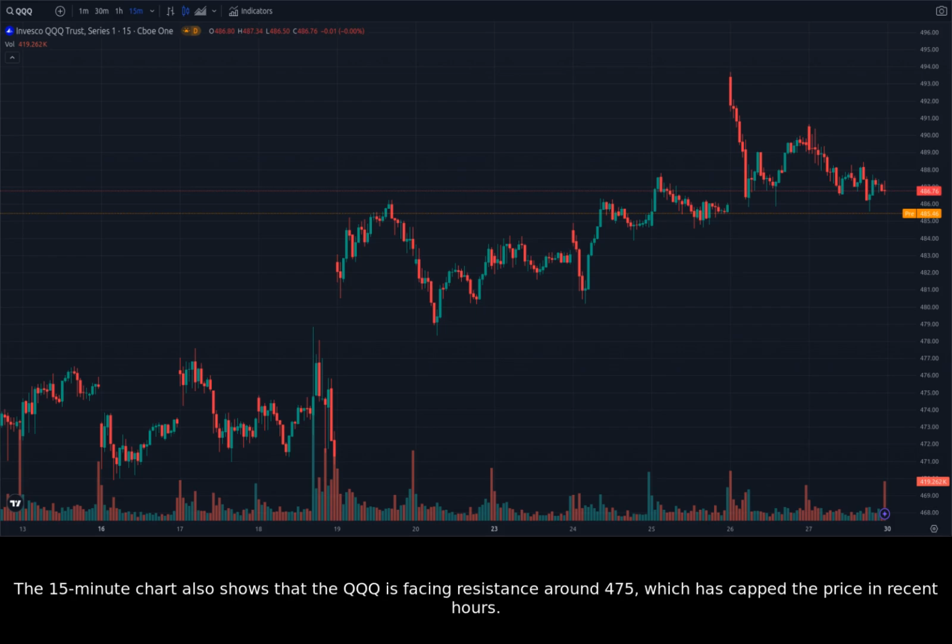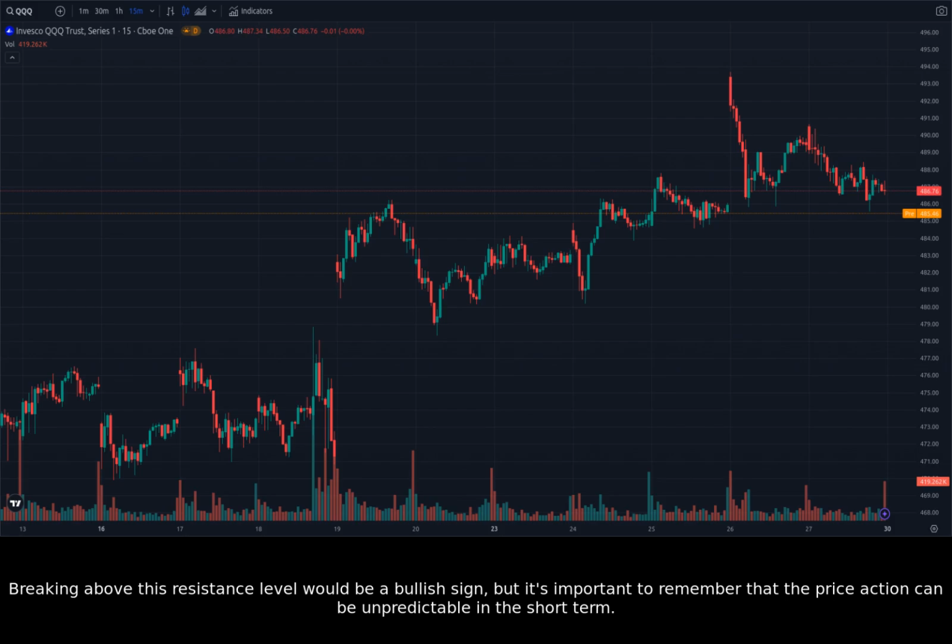The 15-minute chart also shows that the QQQ is facing resistance around 475, which has capped the price in recent hours. Breaking above this resistance level would be a bullish sign, but it's important to remember that the price action can be unpredictable in the short term.